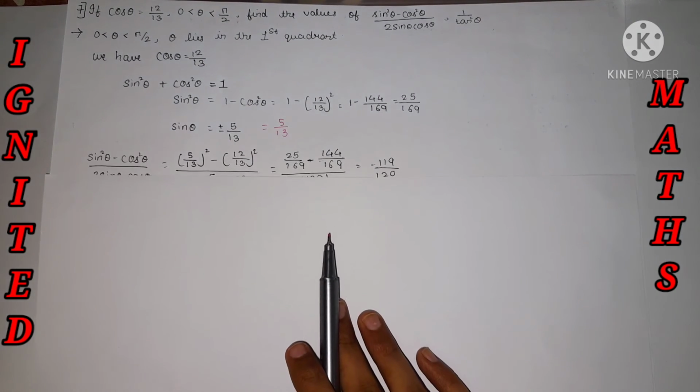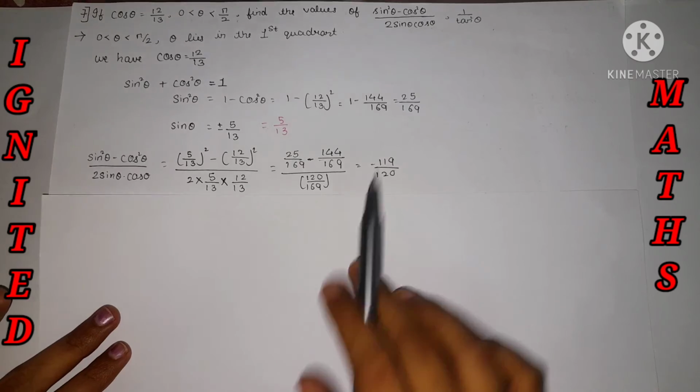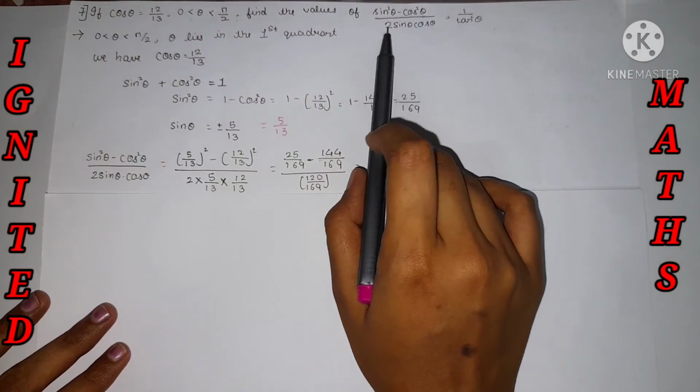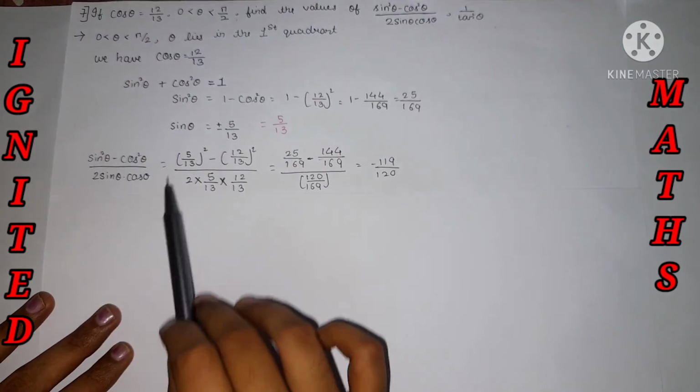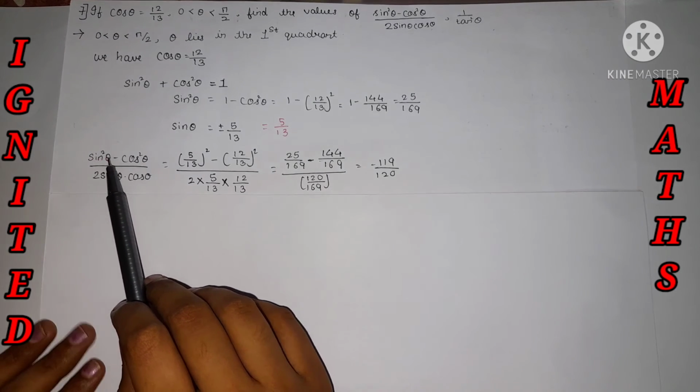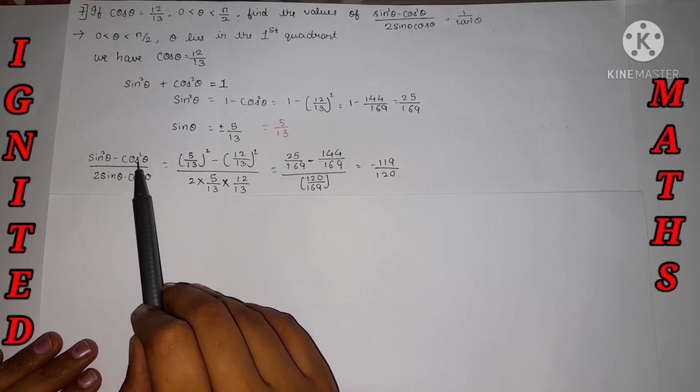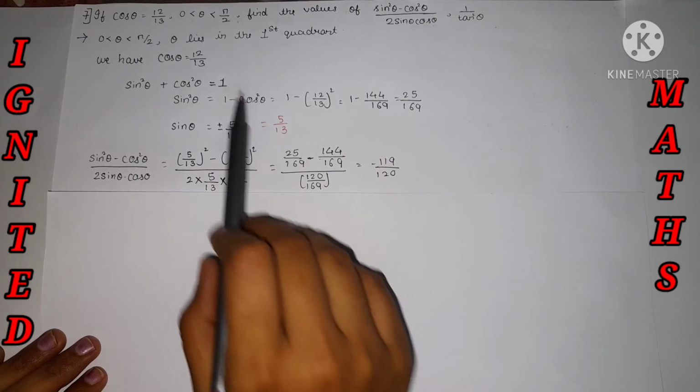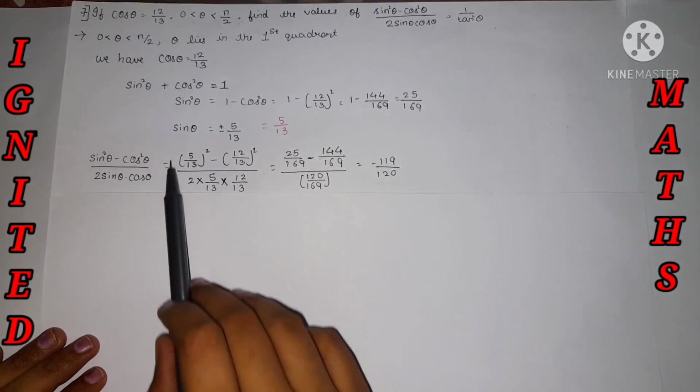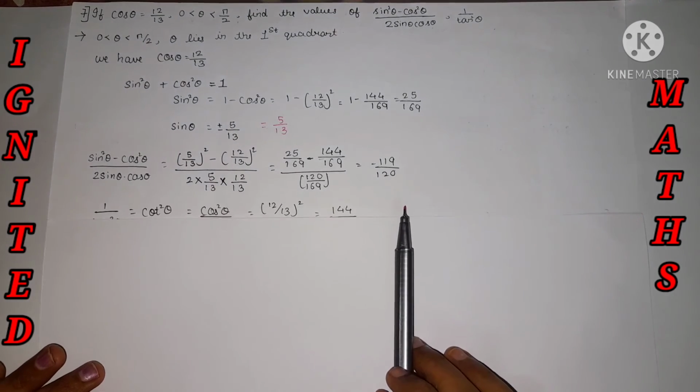Okay, now let's apply them in the given expression, sin square theta minus cos square theta, 2 sin theta cos theta. The question is written over here, and we have the values of the trigonometric functions sin theta and cos theta. Sin theta is over here and cos theta is given in the question. If we substitute, we will get the answer.